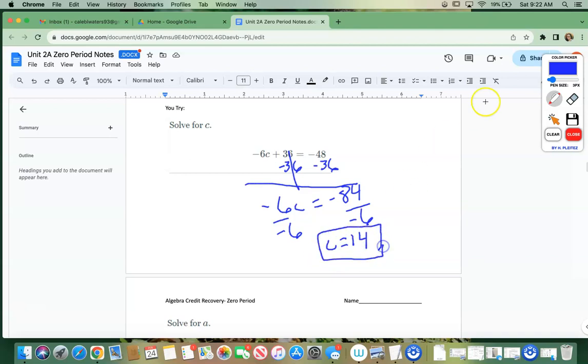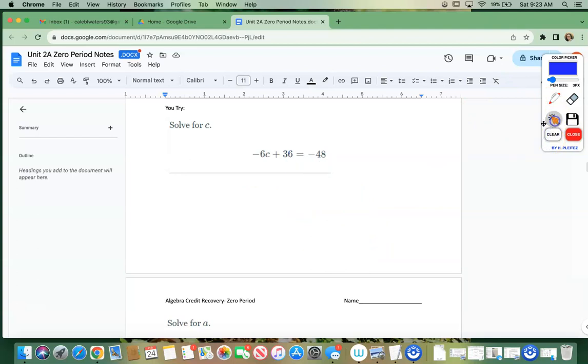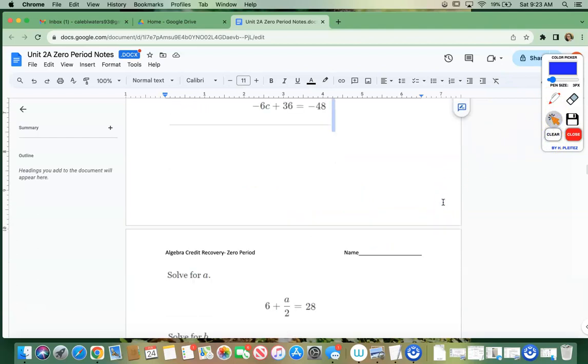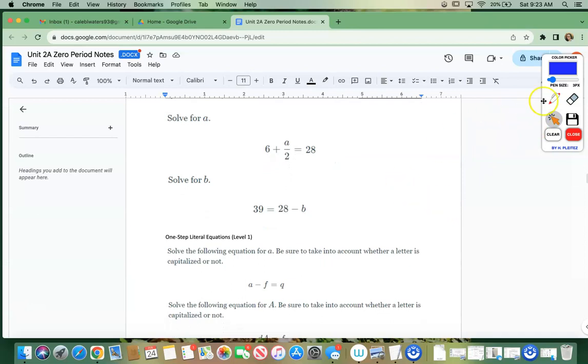Then, moving down to these other two you tried. So it's having us solve for a. So again, move the constant first. So I'm going to subtract my 6 over. I subtract my 6. I got a over 2 equals 22. Then this 2 in the denominator, remember that's division. So you got to multiply the opposite, right? On both sides. That makes it a equals 44.